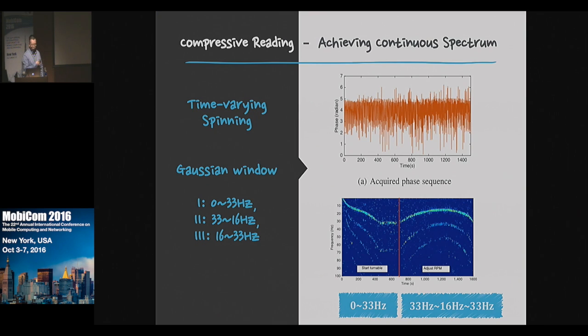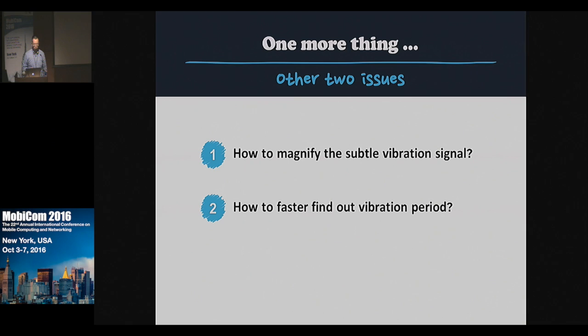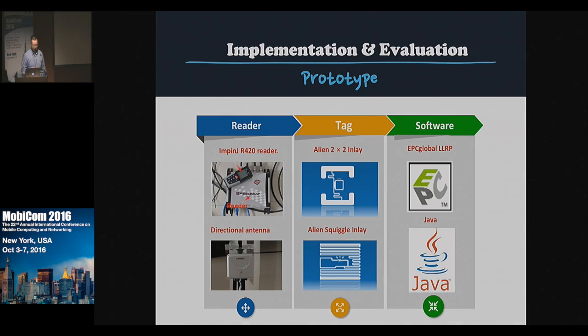The top picture shows the samples, which are undersampled, and the bottom picture shows the spectrum we have obtained, and we can see that the shape fits our observations well. We also address two other issues in our paper. The first is how to magnify the subtle vibration signals. And the second is we design an enhanced RF folding to faster find out the vibration period.